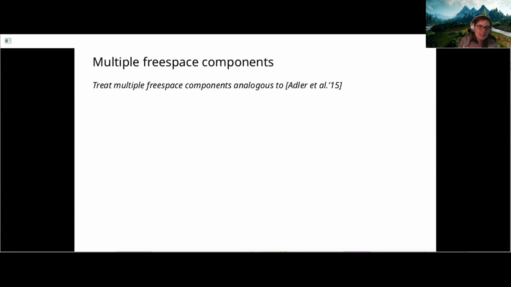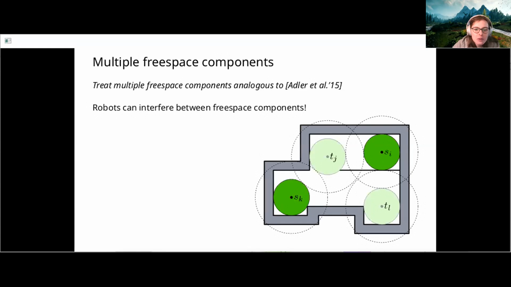And now in the following, I guess, 3 minutes, or maybe even less, I'll show you how to extend this to multiple free space components. And again, we're not inventing anything new here. Well, first, let me explain why multiple free space components may be difficult. The robots between different free space components can interfere. For example, if there would be a robot in the position Tj in the figure, the robot Sk cannot move across the bottom part to its target location, right?